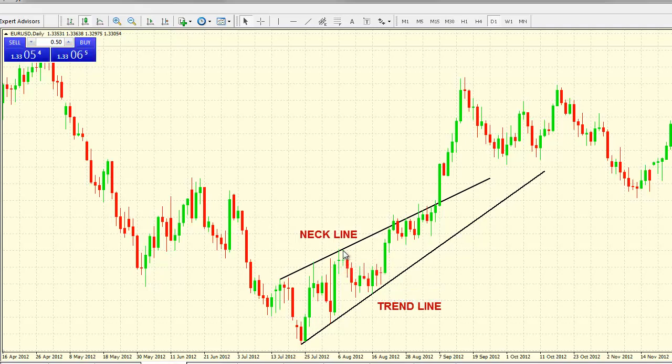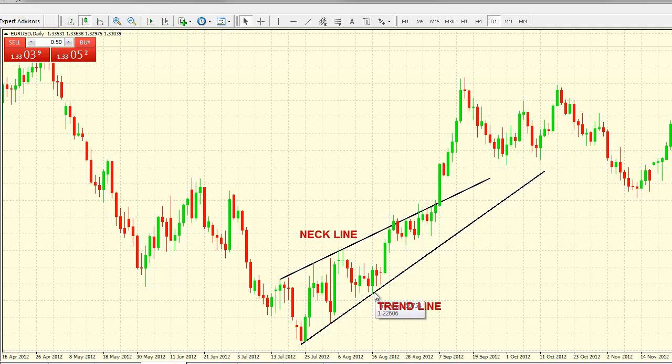As you would notice, after the completion of the right shoulder, the price took resistance from the neckline and slid towards lower levels close to the trend line. If the price breached the trend line from above and slid to lower levels, the head and shoulder bottom pattern would no longer hold good.